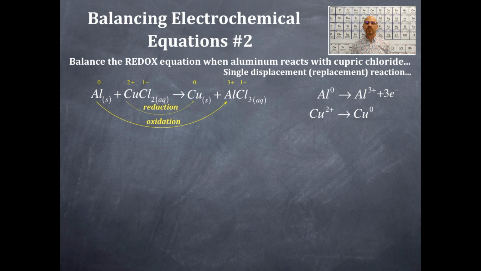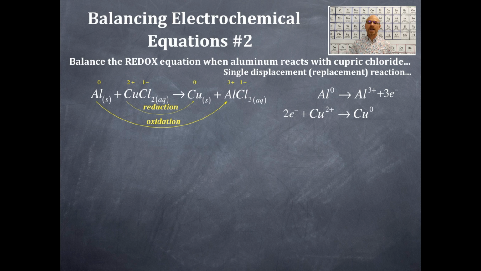I'm going to do the same thing with the copper reduction half reaction. I have a copper 2+ on the reactant side and a copper 0 on the product side. What is the lower of the two charges? The lower of the two charges is a 0. So I need to add electrons. How many electrons do I add? I always add it to the higher side, and the higher side is the 2+ side. So I'm going to add 2 electrons to the reactant side.